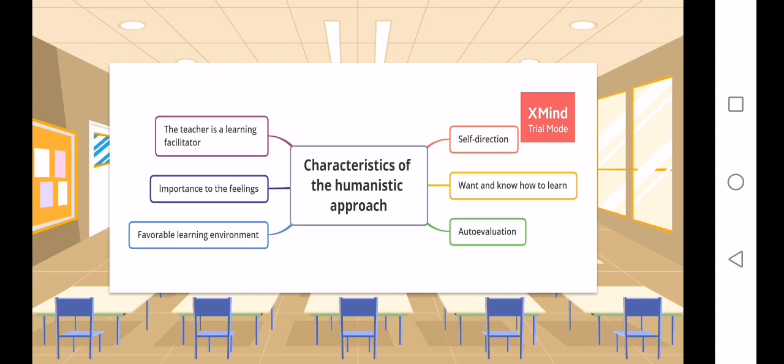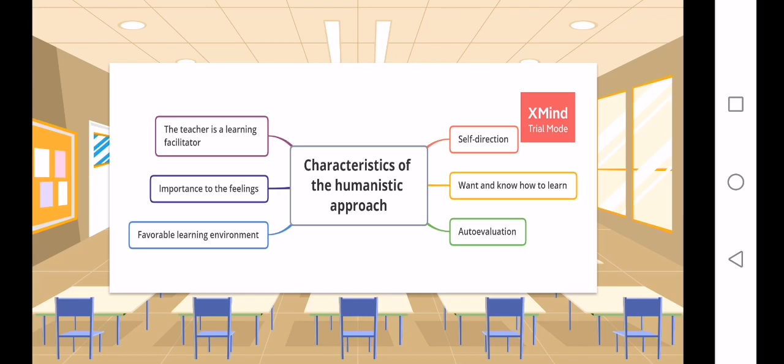Auto-evaluation, that we know is the evaluation that the student does for himself, like knowing in what areas he needs to be more. I forget the word. He needs to put more attention. Sorry, I was very lost.